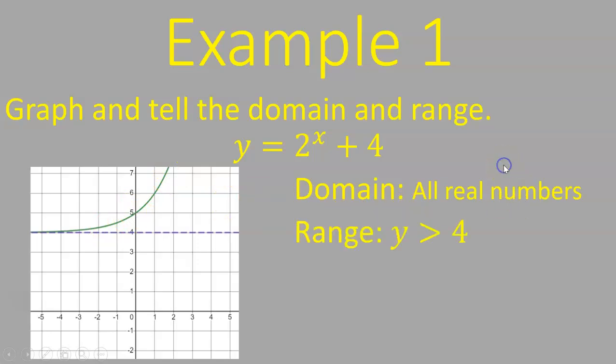The range, however, has a boundary on the low side. It never crosses the 4. So we say our range values are all values bigger than 4. Not 4, but all values bigger than 4. Okay? Let's get 2 more examples.